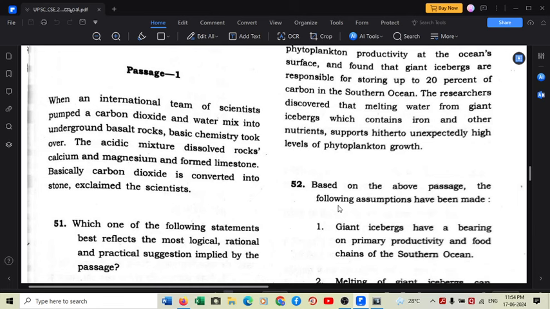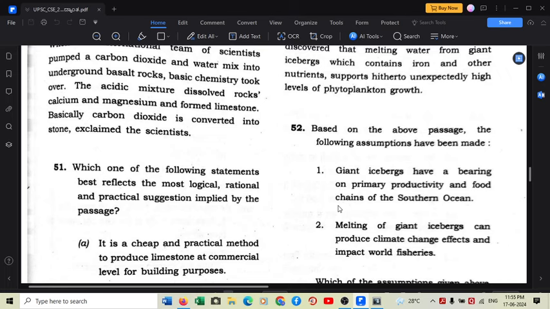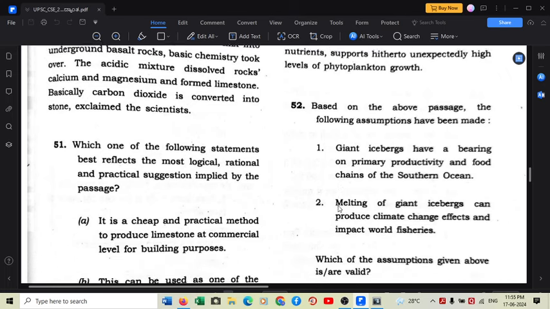So see, one tip I want to give you here on your screen: you can see this is a small passage, but small passages have powerful last lines. So if you focus more on the last lines, you see how the author is ending. They will give you a good hint about the correct answer, right? So let us look at 51. Which one of the following statements best reflects the most logical, rational, and practical suggestion implied by the passage?